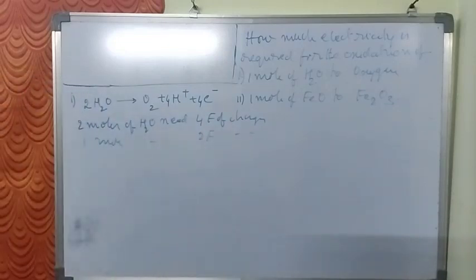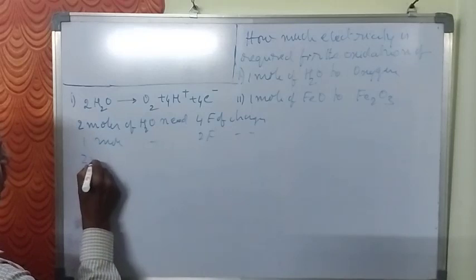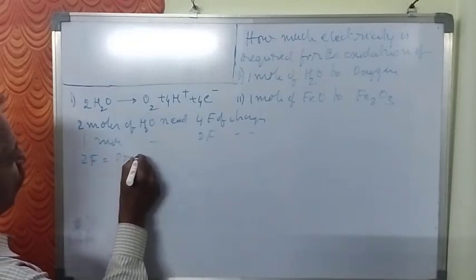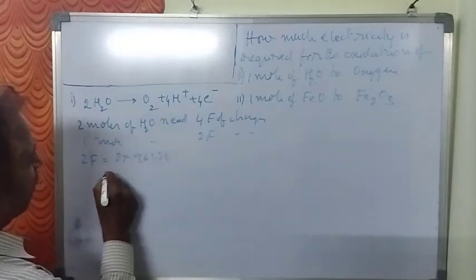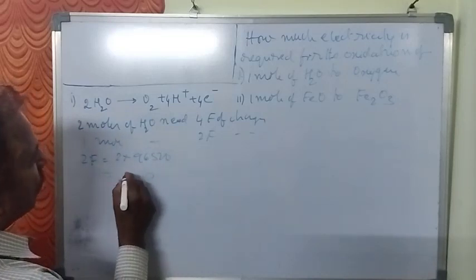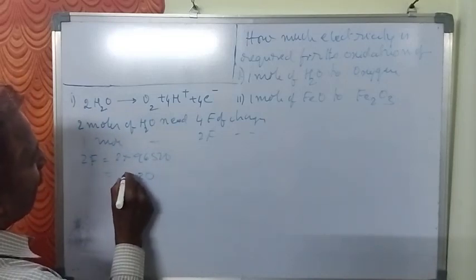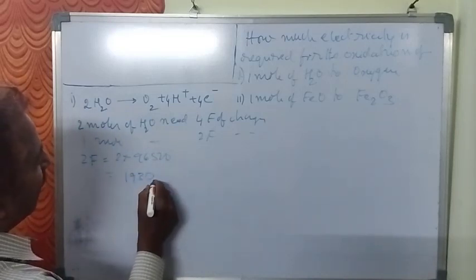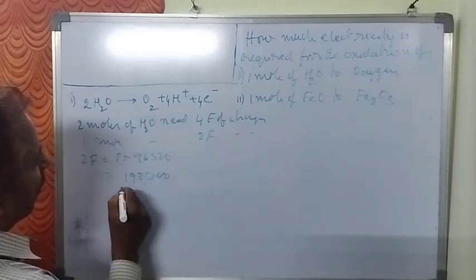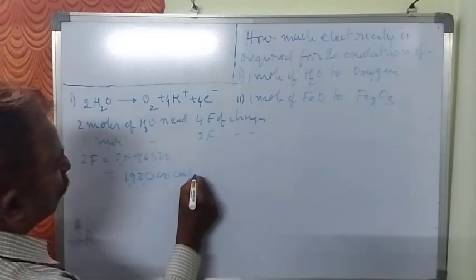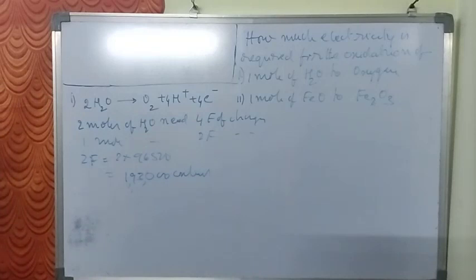2 Faradays of charge means 2F equals 2 into 96,500, which equals 193,000 coulombs. So this is the charge required for the oxidation of 1 mole of water.